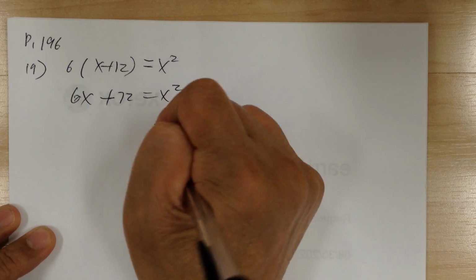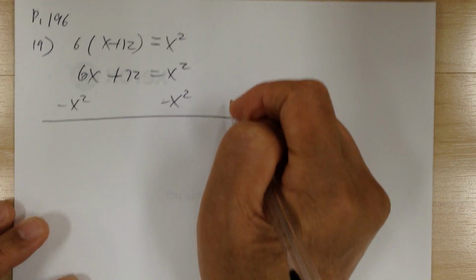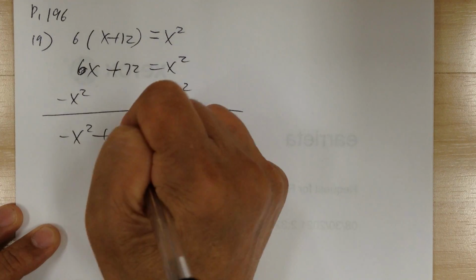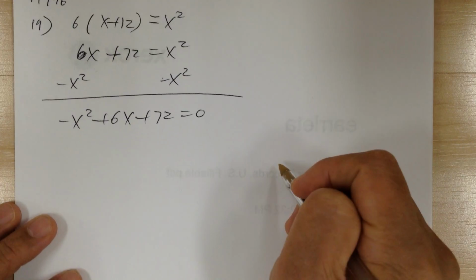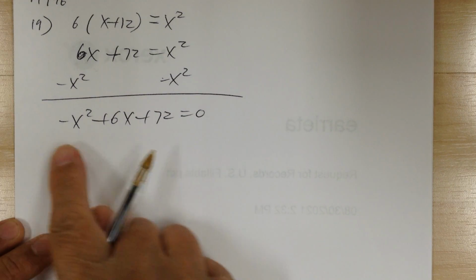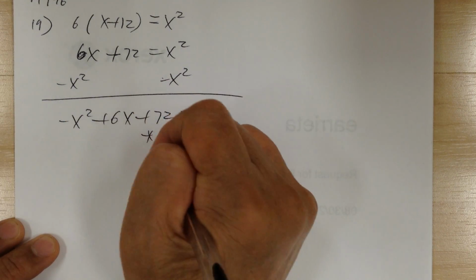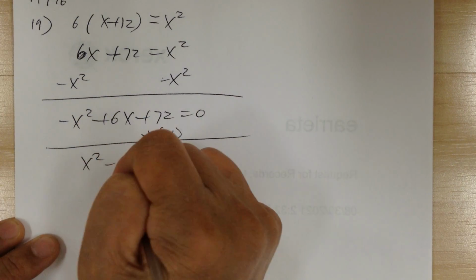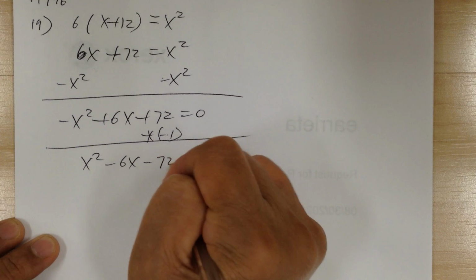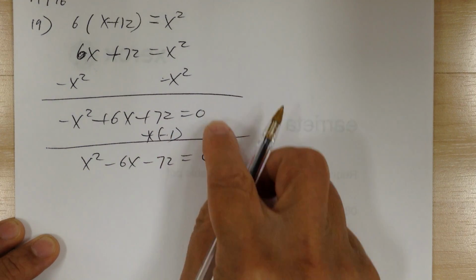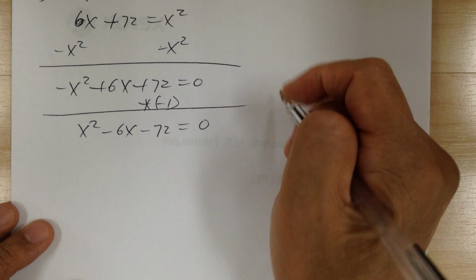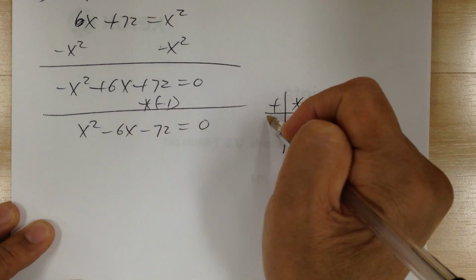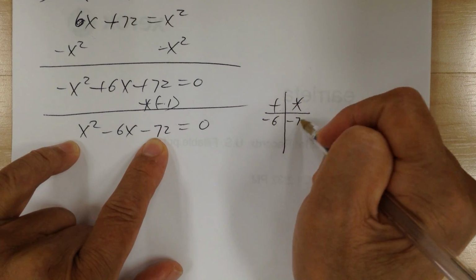So now let's go and make it equal to 0. You got negative x squared plus 6x plus 72 equal to 0. Okay, and now you're ready to do factoring, but you don't want to have a negative in front. So let's go and multiply by negative 1. So you got x squared minus 6x minus 72 equal to 0. Negative 1 times 0 still gives you 0. Okay, so let's go and do the factoring. So you have to add to get negative 6. You have to multiply to get negative 72.